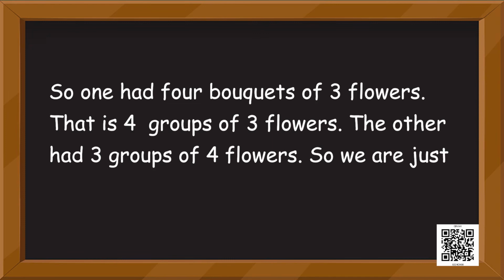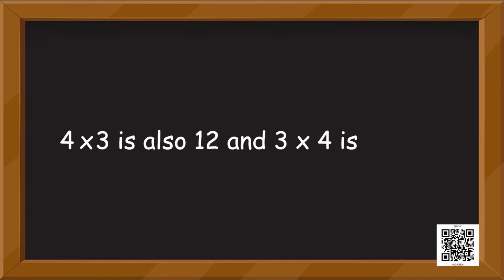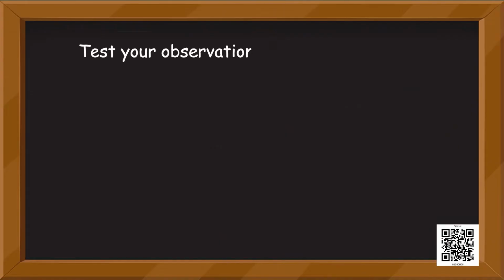So we are just working with 4 and 3. So it doesn't matter where we write 4 and where we write 3, the total will always be 12. So 4 into 3 is also 12 and 3 into 4 is also 12. Isn't it interesting? Now, can you test this observation? We've just discussed it. Test your observation with the other examples.